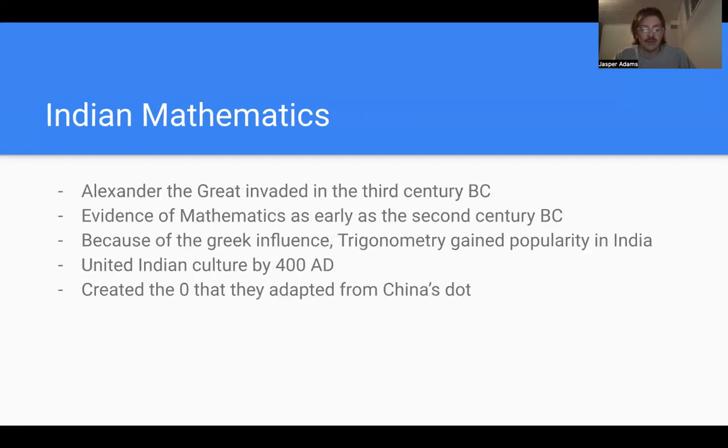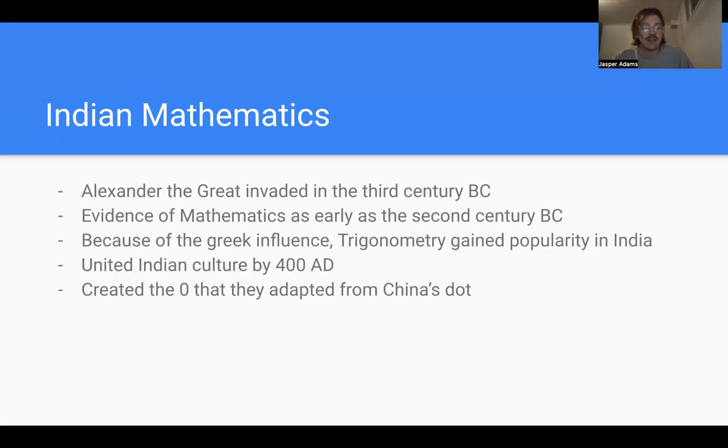Now, moving on to Indian mathematics, we start to see an intersection because they were in a little bit of contact with the West, and, as we will get to later, contact with the Muslims and how that all came about. So we see that Alexander the Great invaded them in the 3rd century BC, bringing with him some Greek material and allowing the Indians to be in contact with that and gain an interest in it. We start to see mathematical interest being evidenced as early as the 2nd century BC. And because of this Greek influence, trigonometry gained popularity in India. They had texts like the Elements and were able to start becoming curious and trying to figure out what this all means and if these things are true.